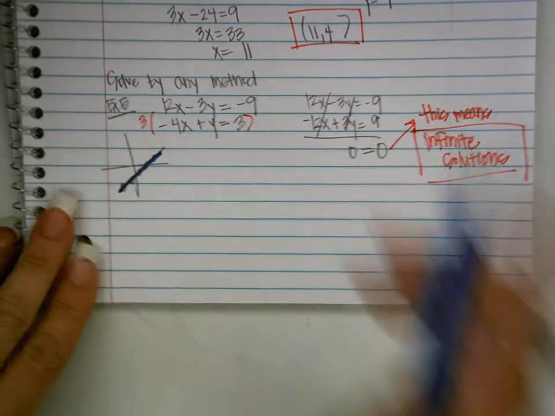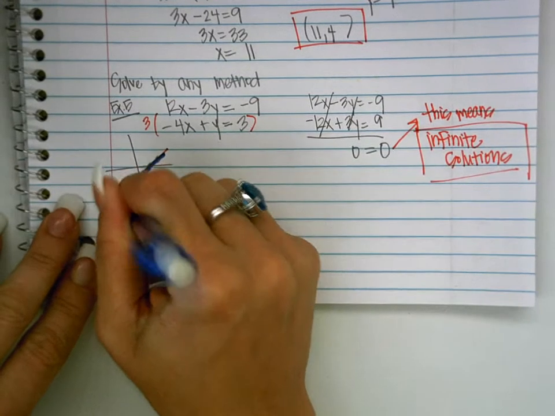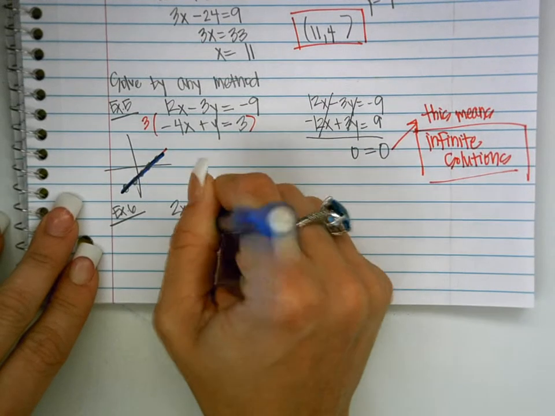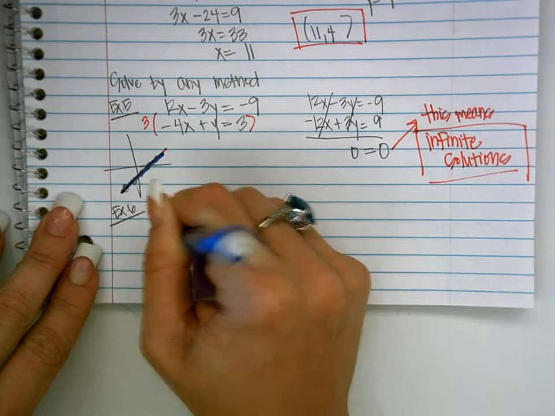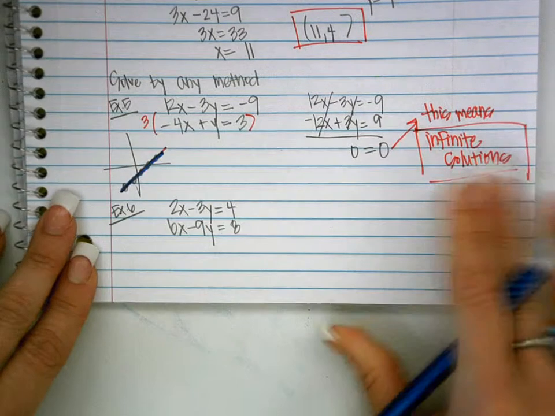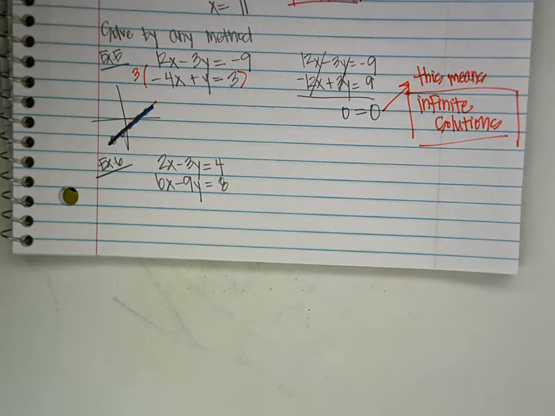Okay, next one for number 6. I would like you to solve the system 2x minus 3y equals 4 and 6x minus 9y equals 8. Does this look like it would be easier to do substitution or addition method? Addition. Probably addition method. Okay, what do you have to multiply one of the equations by?